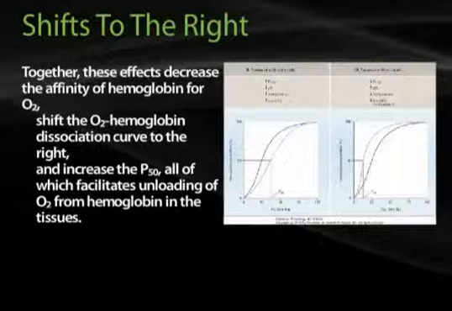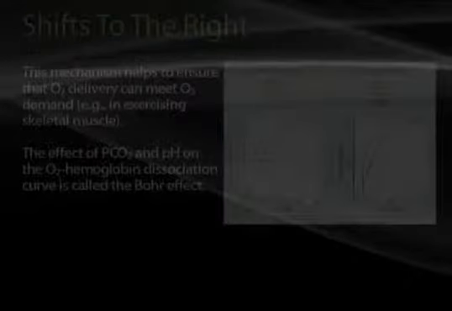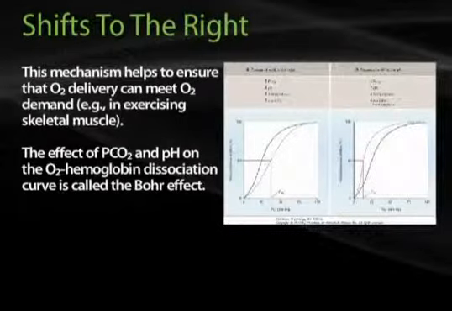These effects together decrease the affinity of hemoglobin for oxygen, shifting the curve to the right, increasing the P50. All of it facilitates, in metabolically active tissues, the unloading of oxygen from hemoglobin. You can think about this as ensuring increased oxygen delivery in the case of exercising skeletal muscle. The effect of PCO2 and pH on the oxygen-hemoglobin curve is called the Bohr effect.